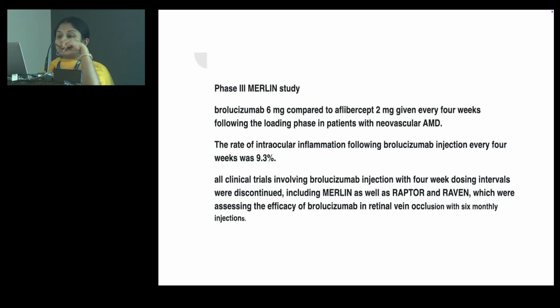In the phase 3 MERLIN study, brolucizumab 6 mg is compared with aflibercept 2 mg given every 4 weeks following the loading dose in patients with neovascular AMD. In these cases, the rate of IOI following brolucizumab every 4 weeks was 9.3%. So all clinical trials involving brolucizumab were discontinued due to this side effect.